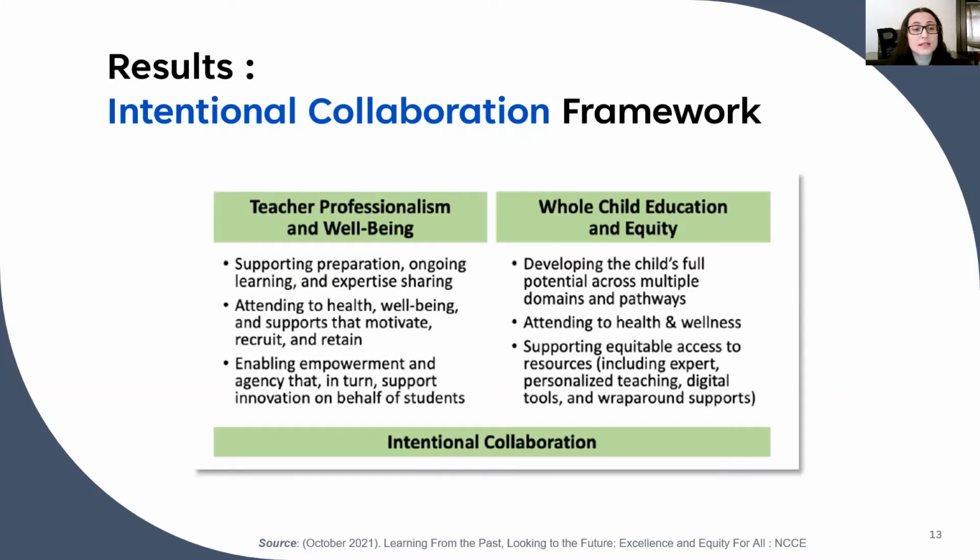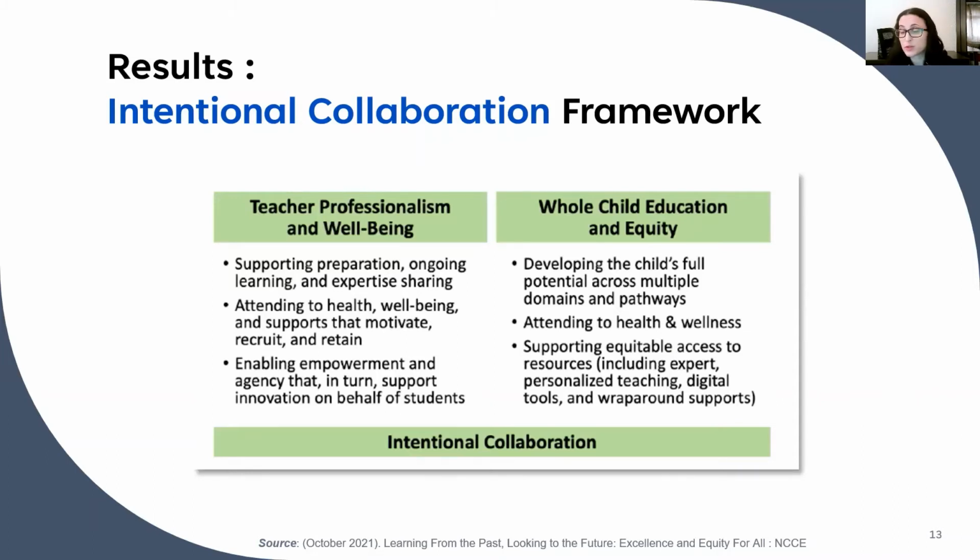So there was a long working session discussing that, and after that, a session of brainstorming. And after all those topics brainstormed were brought to the table and analyzed, there was this framework that was proposed by Anthony McKay, the NCEE CEO and board chair, with Linda Darling-Hammond, the Learning Policy Institute president, and they presented it in a very clear, precise, and direct way. The intentional collaboration comprising teacher professionalism and well-being and whole child education and equity.